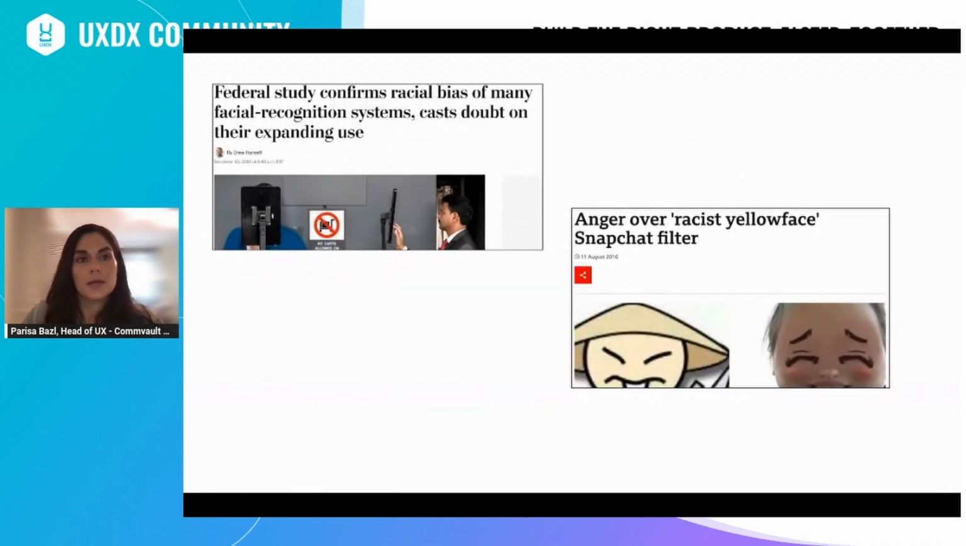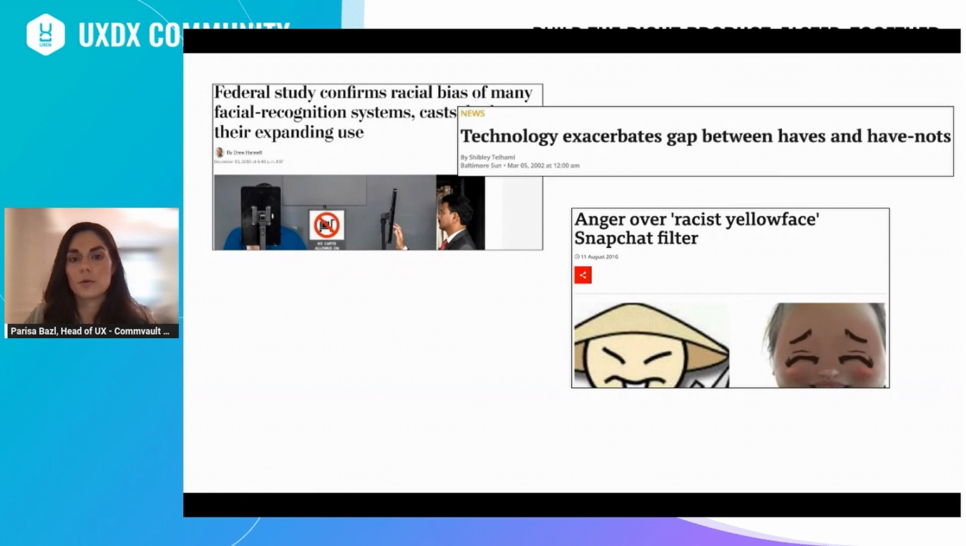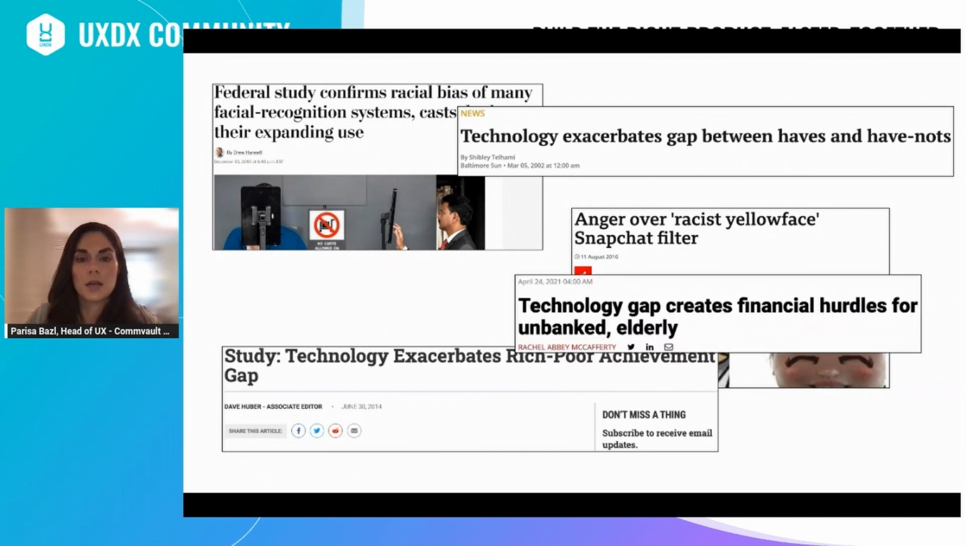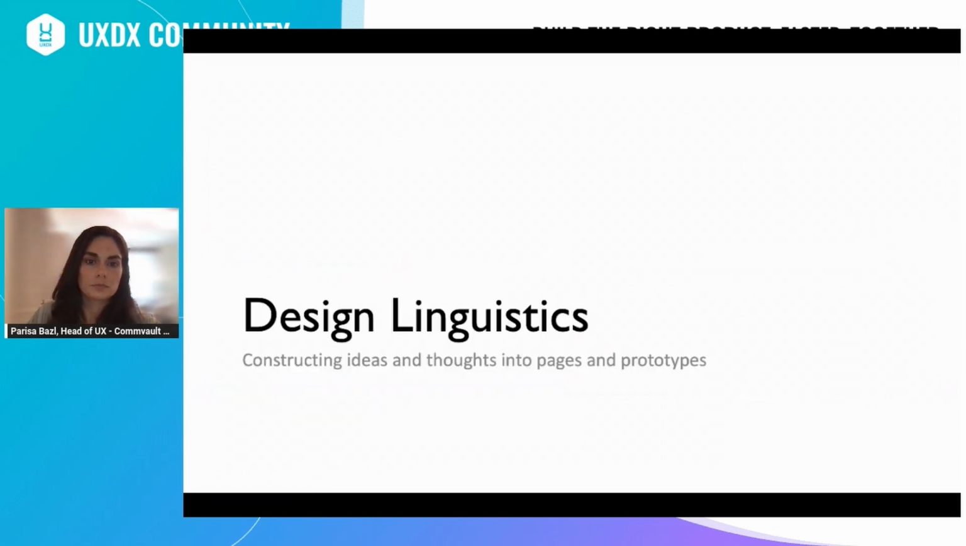Wealth gaps that are based on race, gender, and other social factors are exacerbated by technology that's designed without appropriate representation. We end up with facial recognition software that incorrectly identifies Black people, financial experiences that don't account for the unbanked, search algorithms that reinforce racism, and face filters that often promote stereotypes. So none of these things are necessarily intentional, but they also aren't accidents.